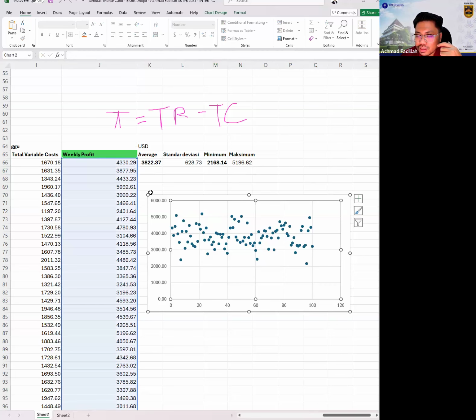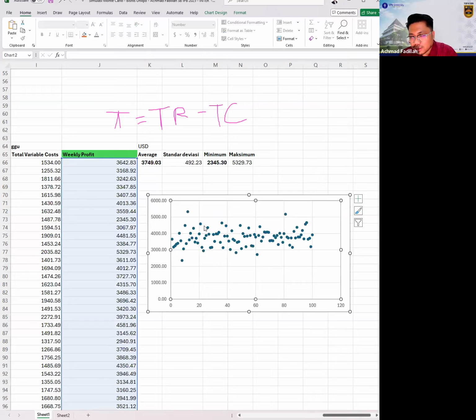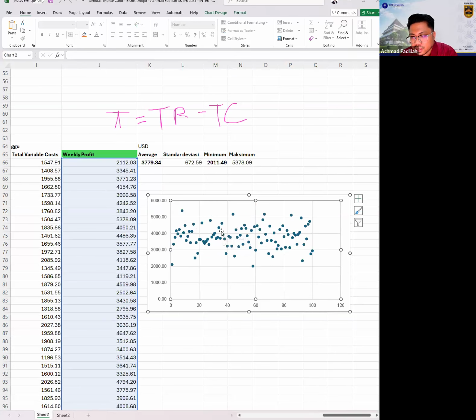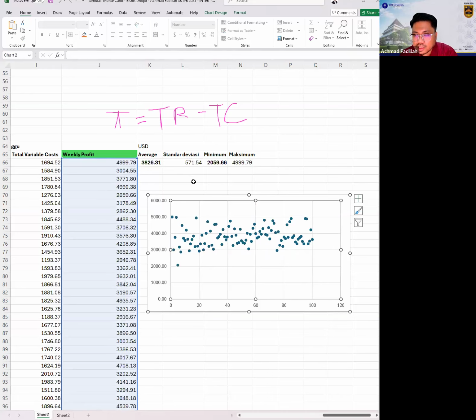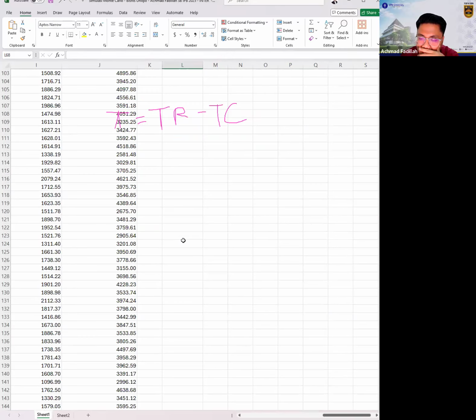And this iteration can also be seen in this graph. Every time you press F9, the weekly profit will always change and depends on the randomly generated numbers. Okay, any questions from you?